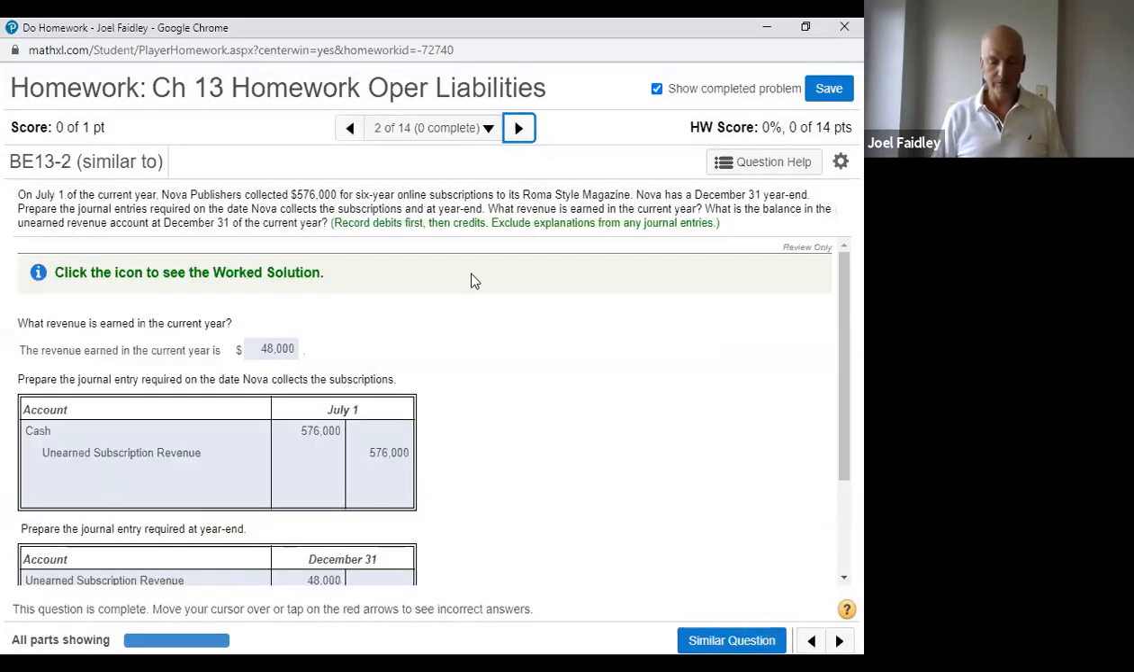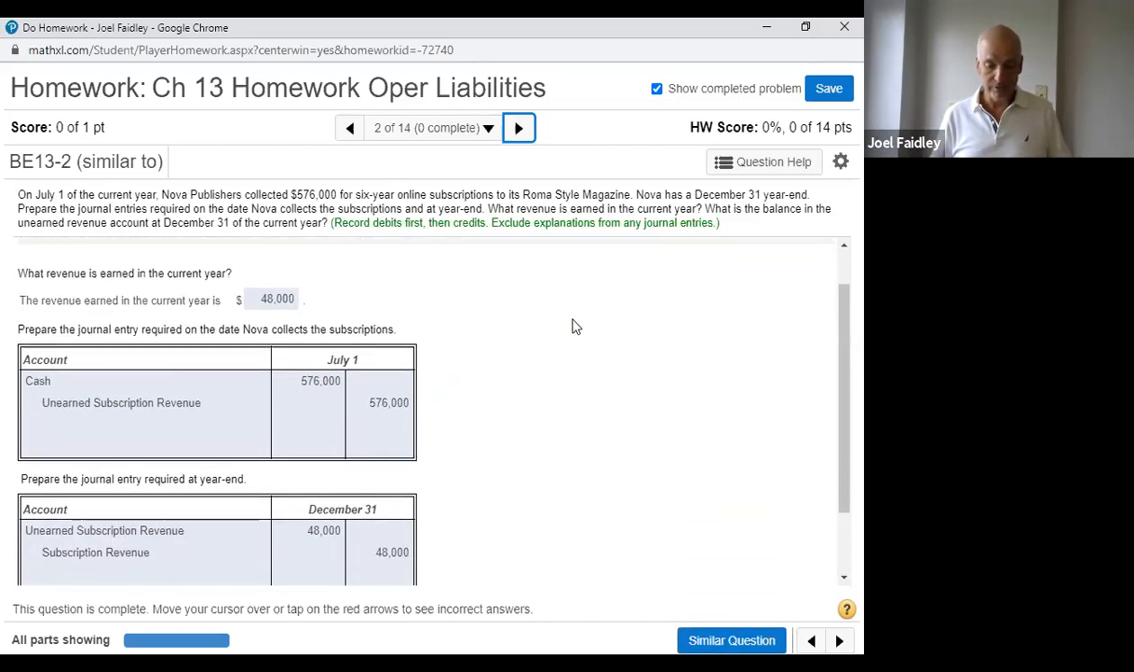Let's keep moving here. Number 2. Nova Publishers collected $576,000 for 6-year online subscriptions to its magazine. And so we have unearned subscription revenue. So this is a liability account. You receive the cash for something that you haven't earned yet. The performance obligations have not been met, if you remember from chapter 8 on revenue recognition. So there's my credit to the liability. You know, that's what this chapter is about, liabilities, for $576,000.